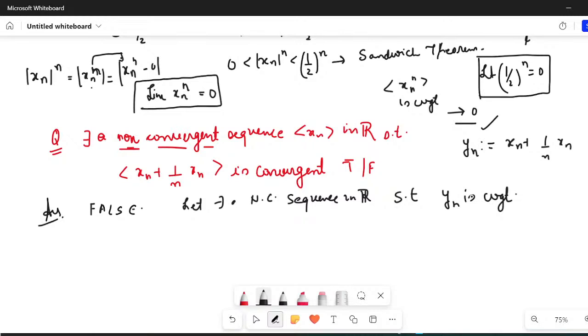So the statement says: does there exist a non-convergent sequence xn in R such that xn plus 1 upon xn is convergent? What do you think? Answer should be true or false? So answer would be false. And let me explain you why.